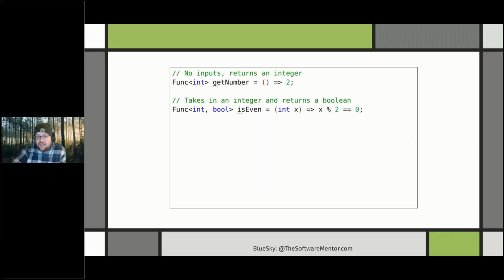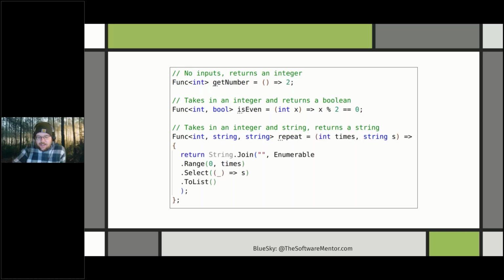And funcs can take in quite a few inputs. So for example, we can have a function that takes in 2 inputs, in this case an integer and a string, and in this case returns a string. And such an implementation may be something called repeat, where if you give me maybe the number 4 and the string hello, I will repeat it that many times.